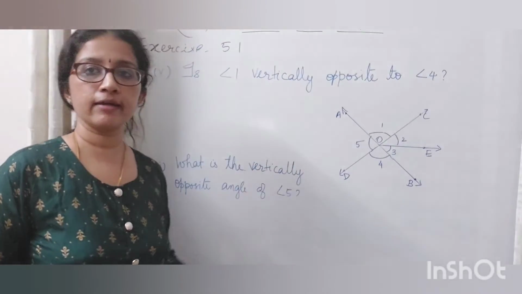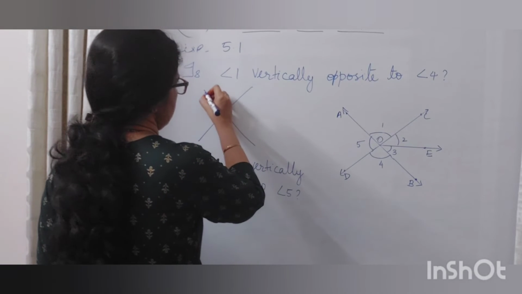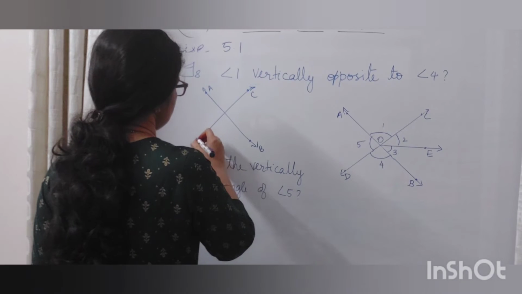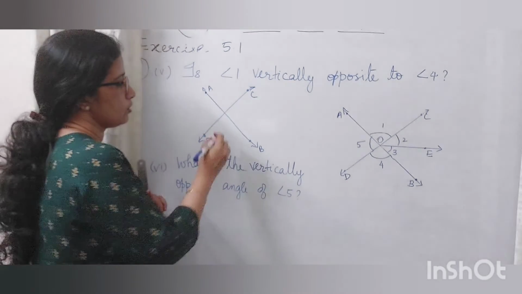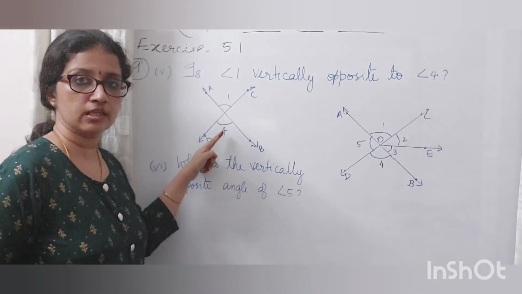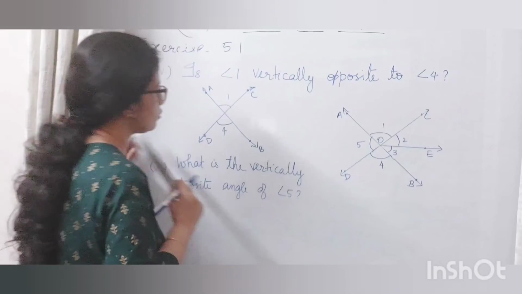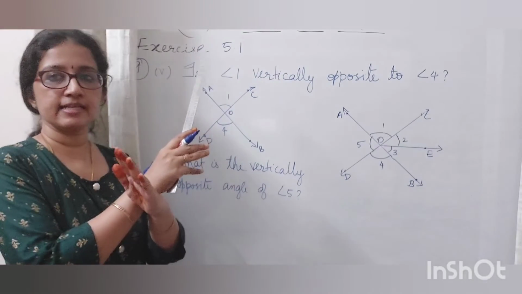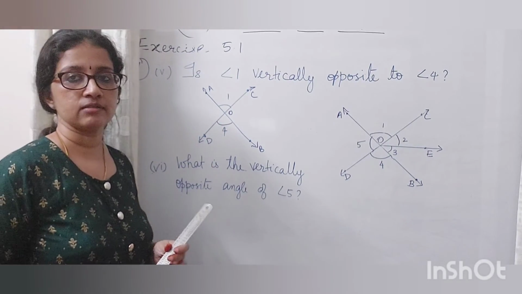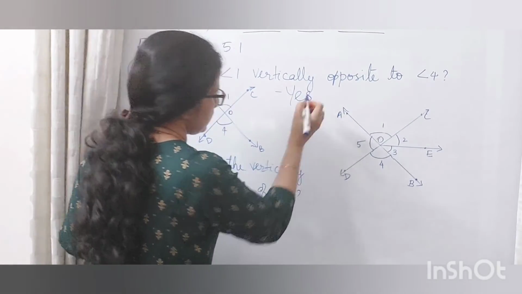Is angle 1 vertically opposite to angle 4? Which is angle 1 here? This is angle 1. So let this be A, B, C and D. So this is angle 1 and this is angle 4. Are these both vertically opposite to each other? See, COD is a straight line here, and AOB is also a straight line. So two straight lines intersect at a point. So the angle here and the angle here, that is 1 and 4, are vertically opposite angles. So the answer for this fifth question is yes, they are vertically opposite.